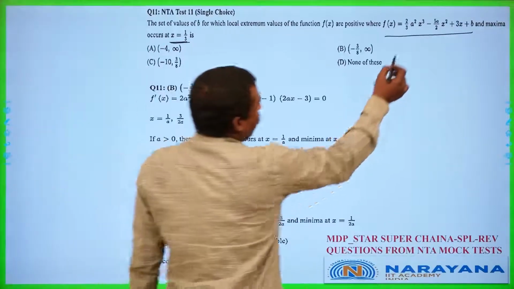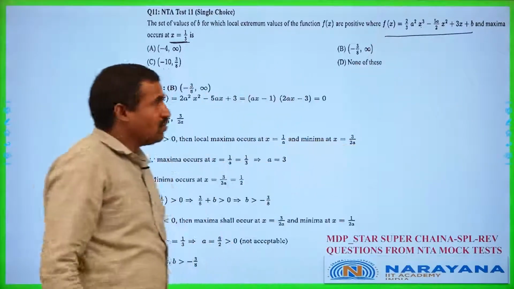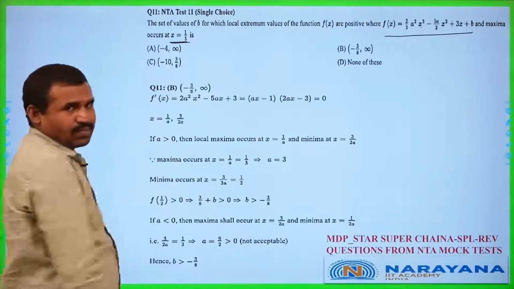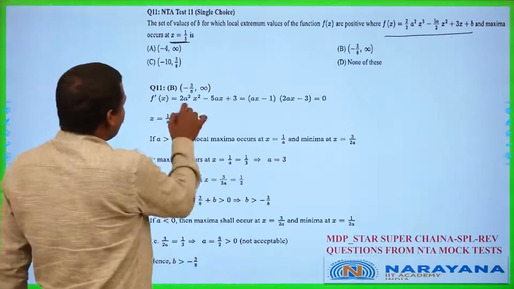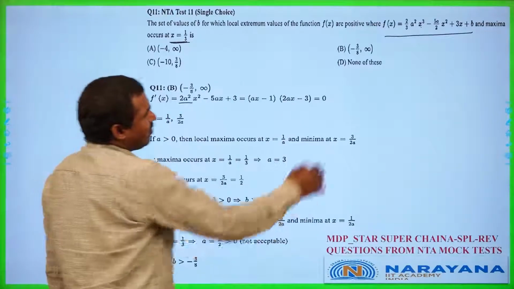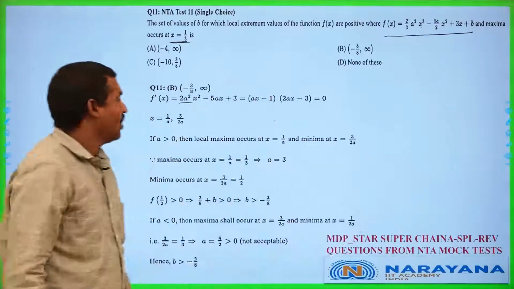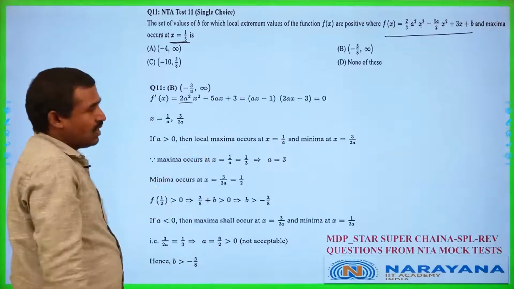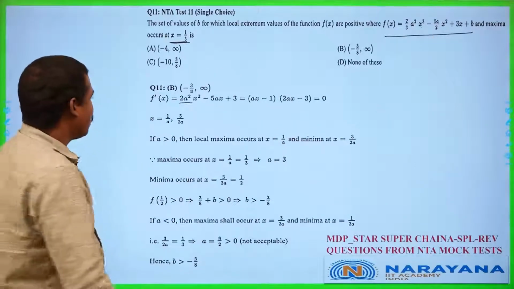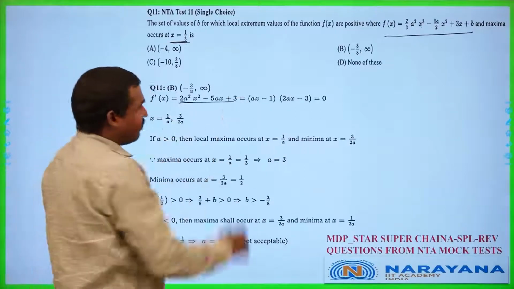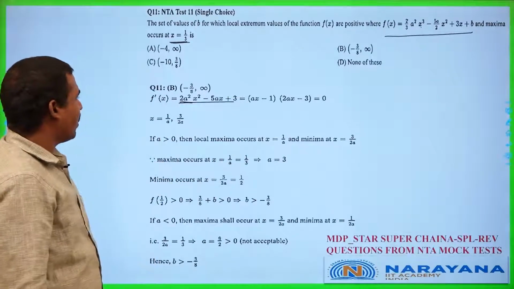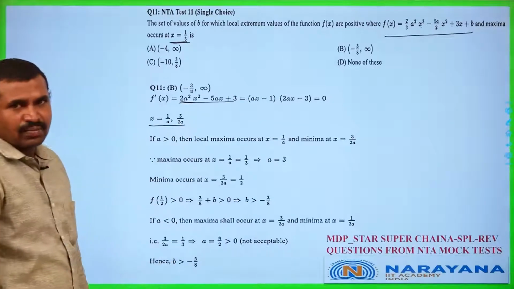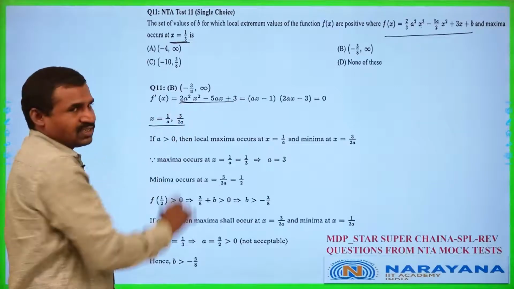So, here the coefficient of x cube is a square into 2 by 3, which is greater than 0. So, first find f dash x. F dash x is 2a square x square, that is the derivative of 2 by 3 a square x cube, minus 5a by 2 x square, whose derivative is 5ax, plus 3. So, the factors of 2a square x square minus 5ax plus 3 give x is equal to 1 by a and x is equal to 3 by 2a. So, these are the factors of f dash x.